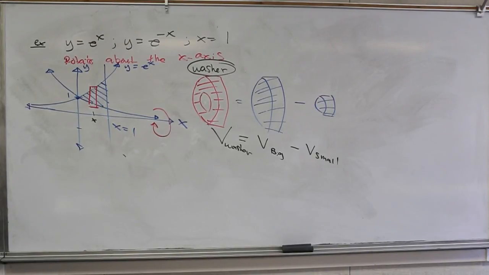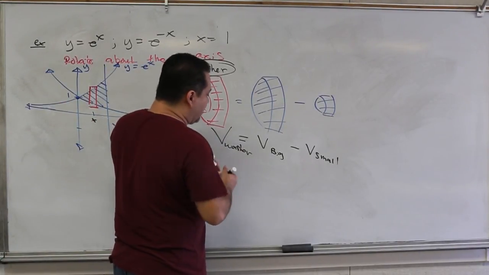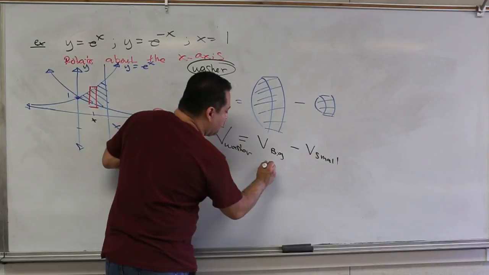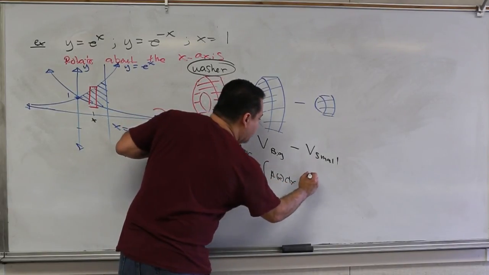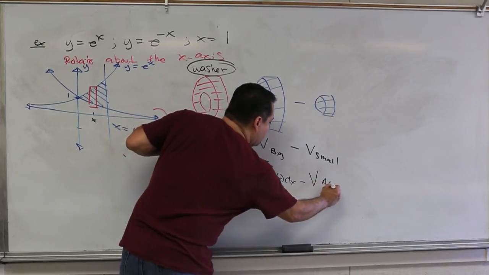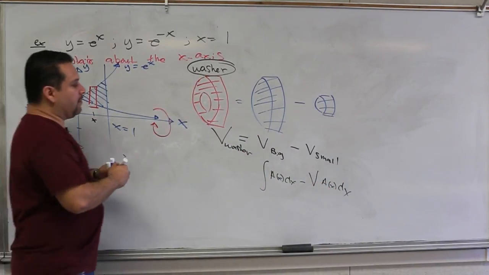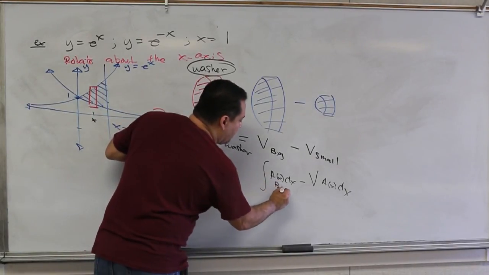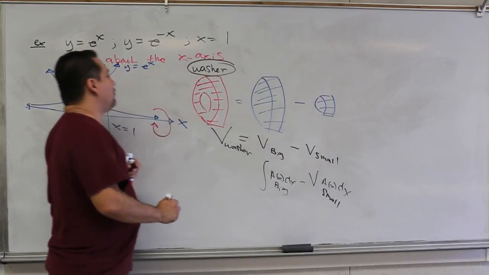Okay. So let me say this. How do you find this particular volume? I'll do the rest. Isn't that found by integrating the cross-sectional area minus the cross-sectional area? So this is the big cross-sectional area, and then this is the small cross-sectional area.